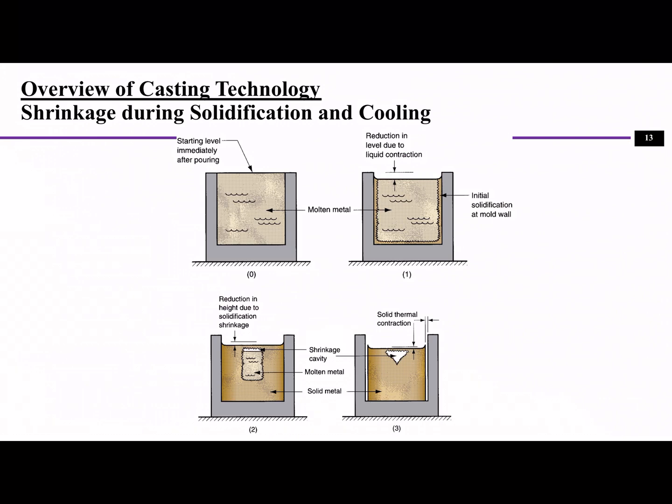Now let's look at the shrinkage during solidification and cooling. The shrinkage process really starts at the very beginning. After you pour it, it will start from the surface starting level, and then what happens? It will start to have this kind of initial solidification at the molten wall areas, and also there's a reduction of the height. You can see there's a reduction of the height here. And then what happens? It will start to form a shrinkage cavity inside the part, right?